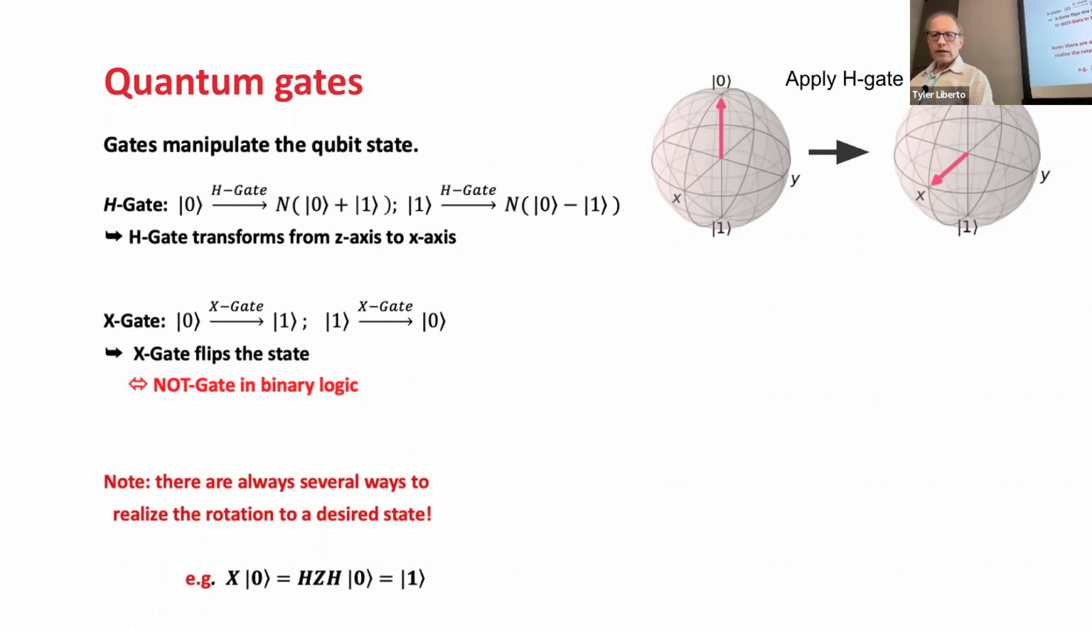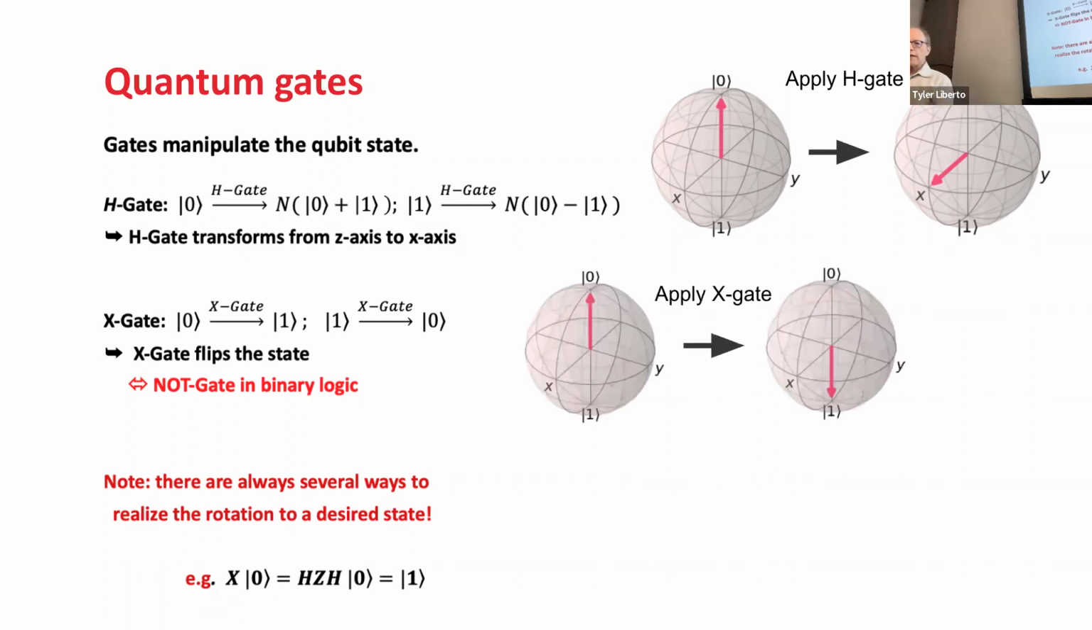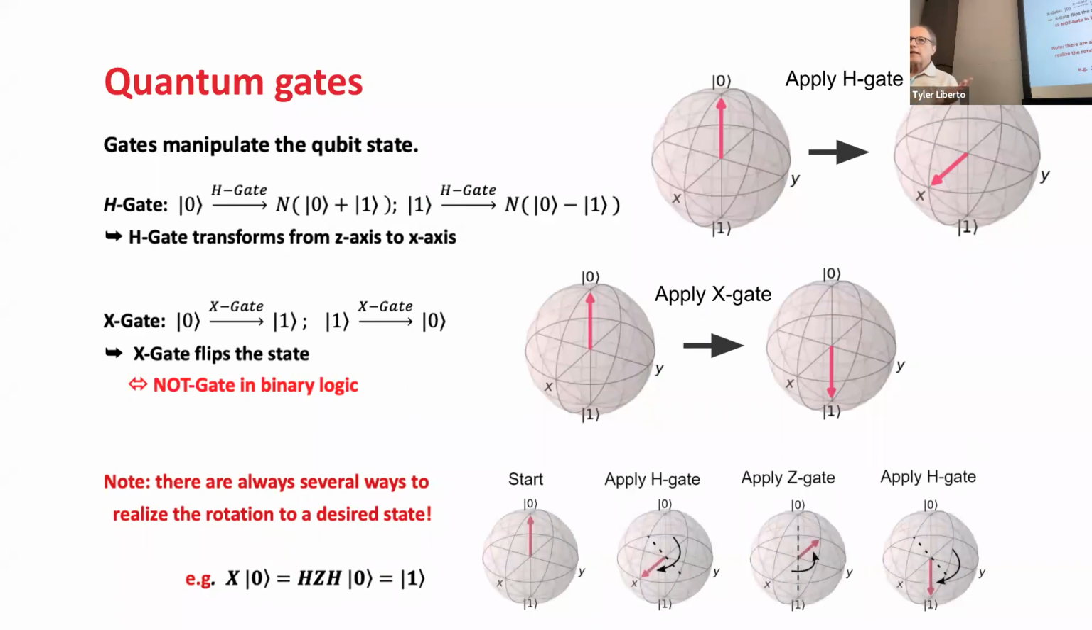Of course, so let's apply the X gate, which is actually simply flipping over. And in general, there are several ways to do these rotations or these transformations. That's obvious, because if you have a rotation on a sphere, then you can do that in different directions. So you can go straight forward and do a rotation, but you can also do some other rotation and come back to that. So this is an example for that.